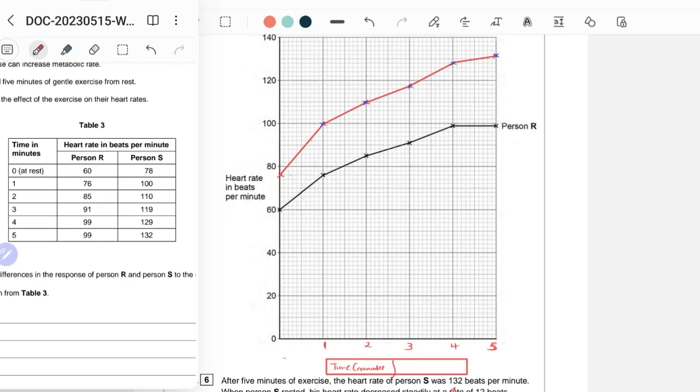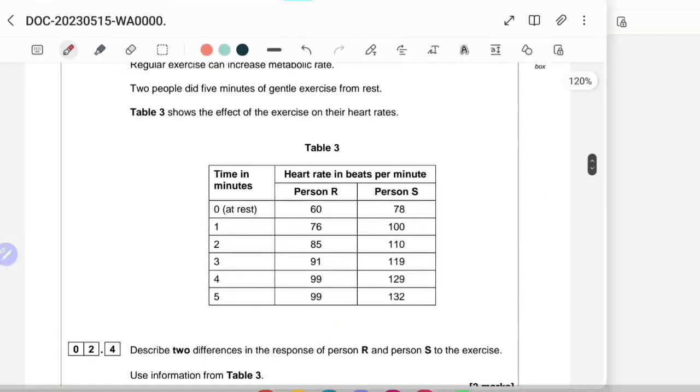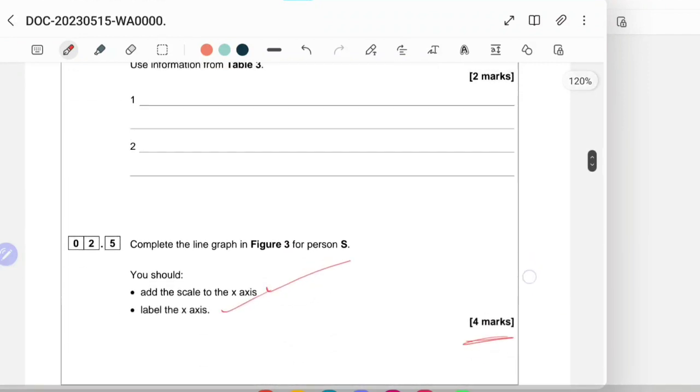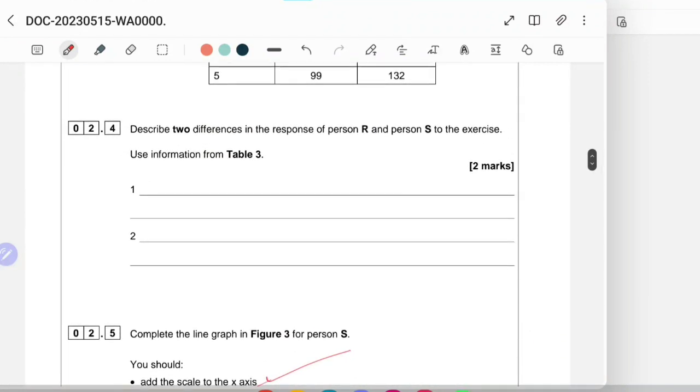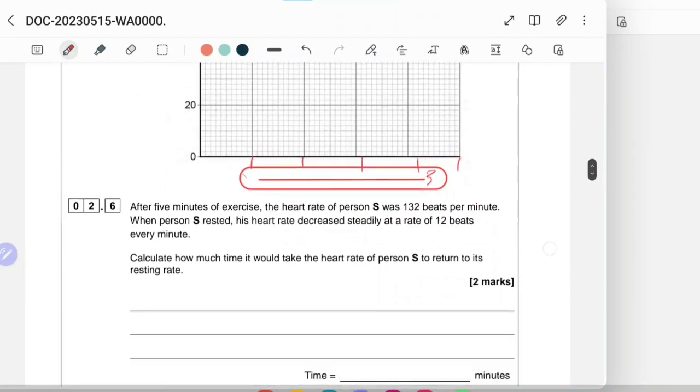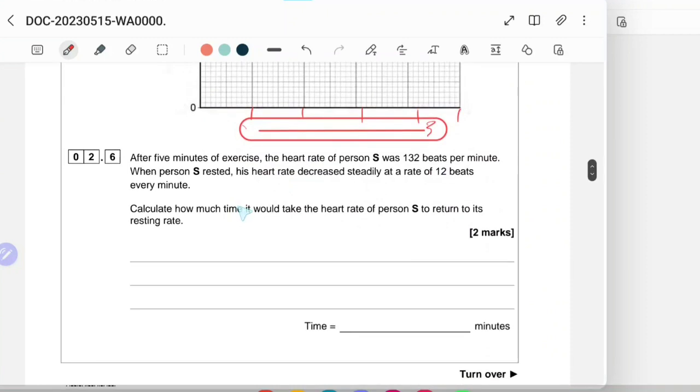Questions like this, you have to be calm, all right? So that you won't miss out what the answer is. Moving on. So I think we've done that. It now says: calculate how much time it will take the heart rate of person S to return to its resting phase. So what do you need to do there?